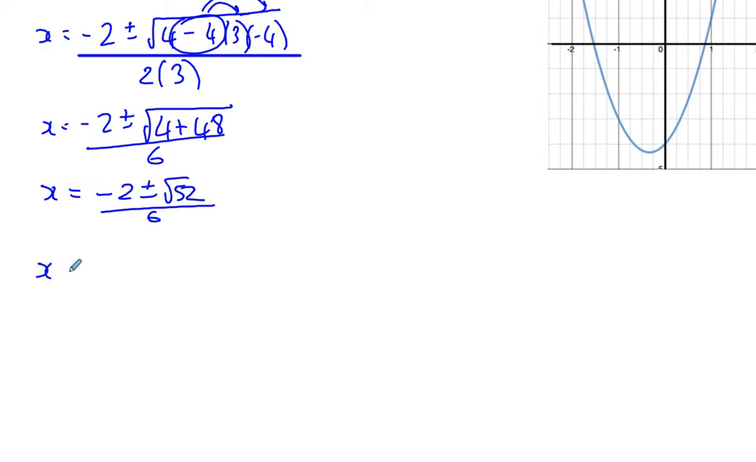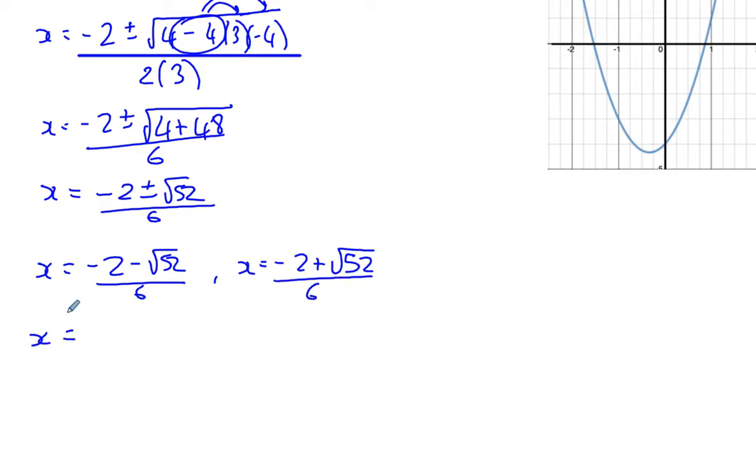And we say x is equal to negative 2 minus root 52 all over 6, or x is negative 2 plus root 52 over 6. Use your calculator to work out the answers. Negative 2 minus root 52 equals, or put brackets on your calculator, divided by 6, and we get negative 1.5. I'm going to round it to 2 decimal places this time, just because you could be asked to round it to any, usually 1 or 2.